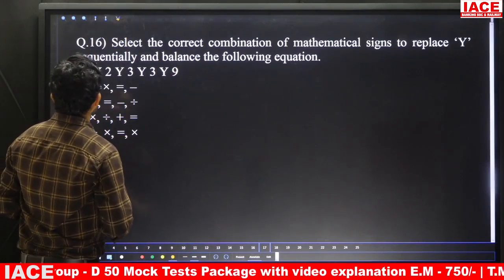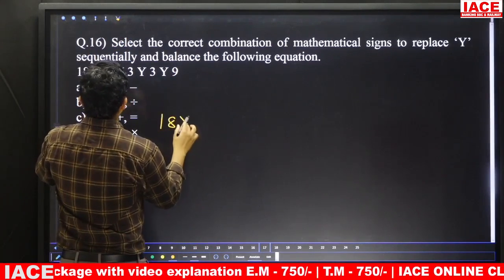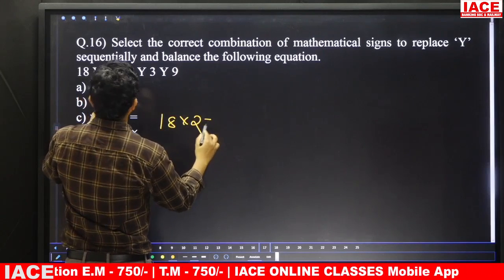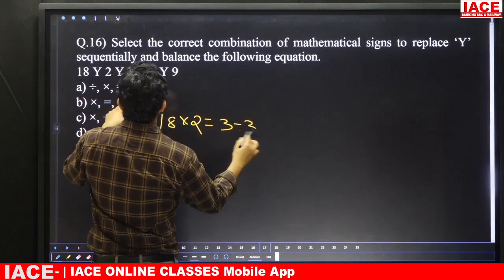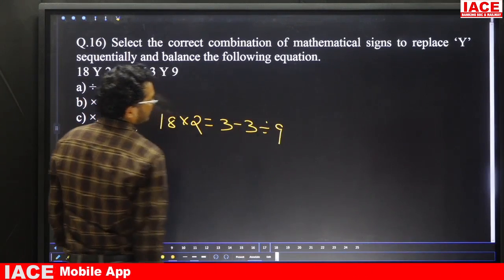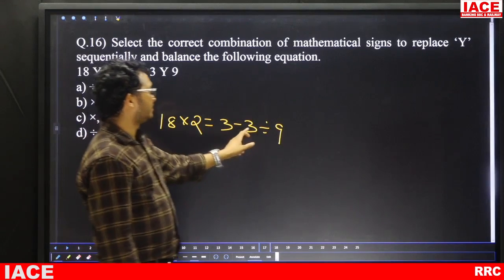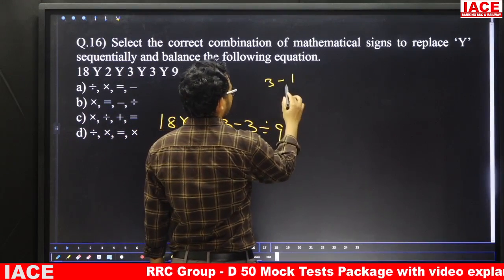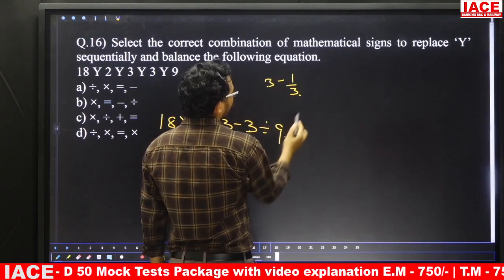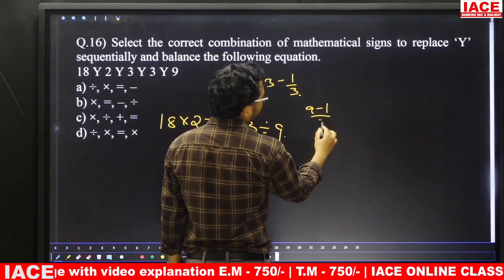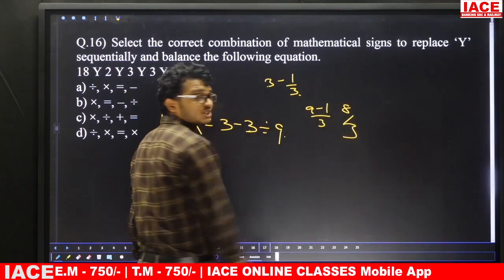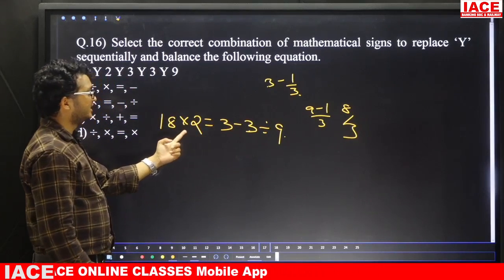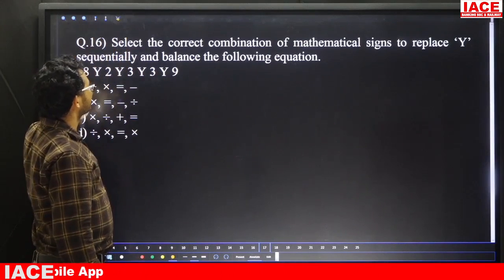Go for the second one here. 18 into 2. Next equal to 3 minus 3 divided by 9. Friends, there is a chance to get minus 1 by 3. So here 3 minus 1 by 3 and 3 minus 1 by 3. This one is what here? 9 minus 1 by 3, that means this one is what? 8 by 3. That means there is a chance to get fractions, but there is no chance to get a fraction on the left side. So the second option also has no chance.